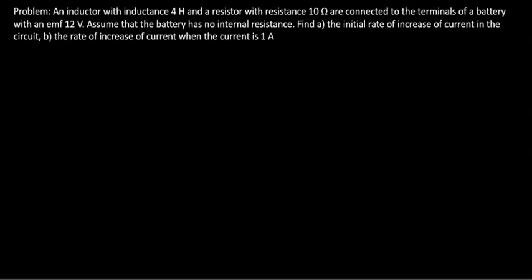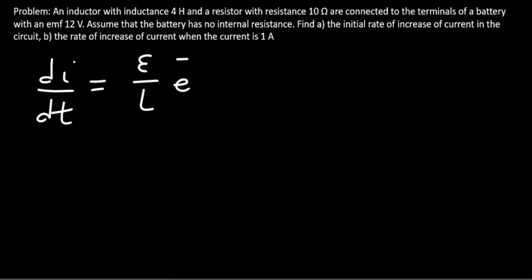Problem 2. An inductor with inductance 4 Henry and resistor with resistance 10 ohms are connected to the terminals of a battery with an EMF of 12 volts. Assume that the battery has no internal resistance. So here we are dealing with an RL circuit. Find the initial rate of increase of current in the circuit and also the rate of increase of current when the current is 1 ampere. In the discussion, we worked out di dt, the rate of change of current, to be EMF over inductance times e to the power minus R over L t.